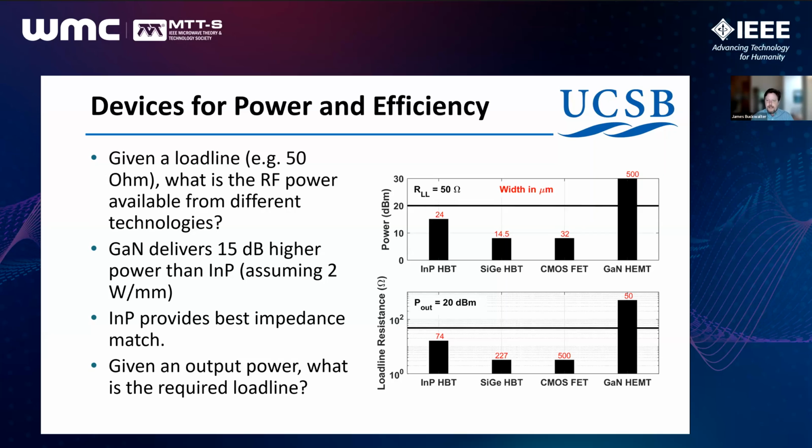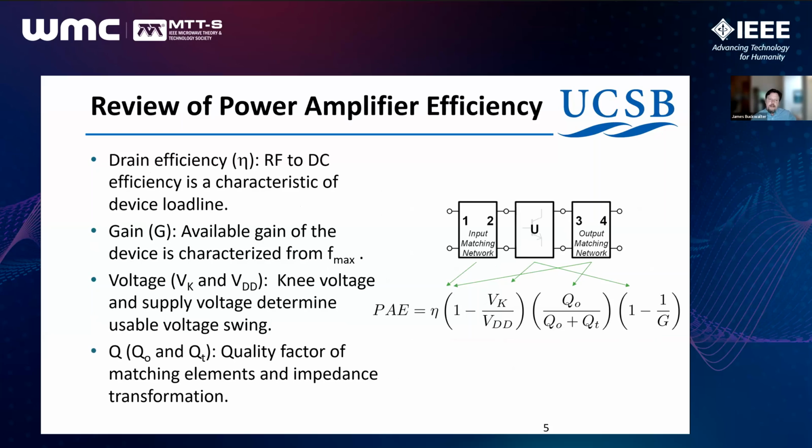Or another way to think about this is if you have a fixed output power, what type of matching would you need to present to that device? And in this case, gallium nitride tends to provide a higher impedance, even if indium phosphide might be better matched to 50 ohms at a lower output power. So these load line conditions are very important once we start to look at how power amplifiers are going to perform at these higher frequency bands.